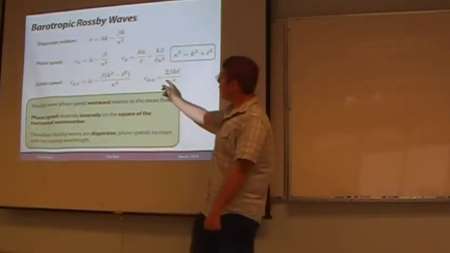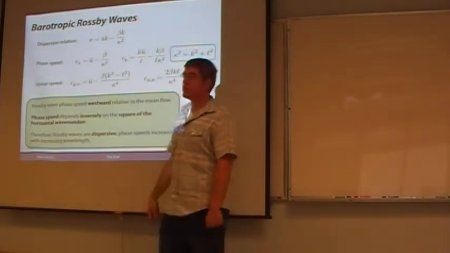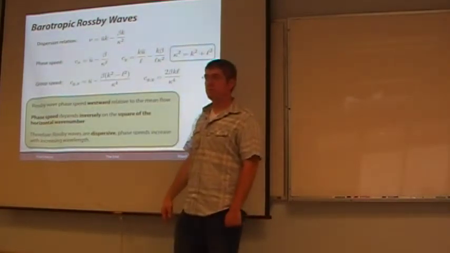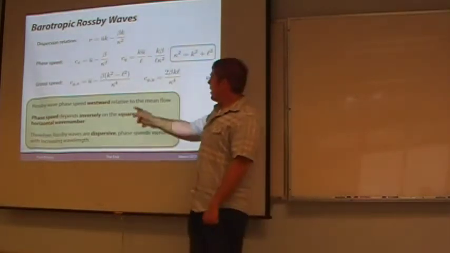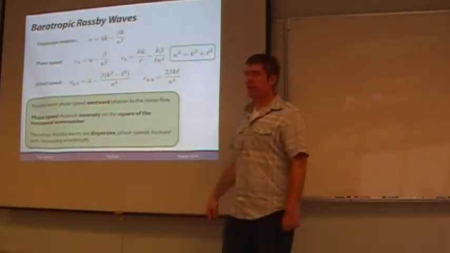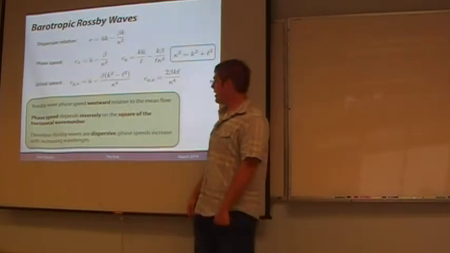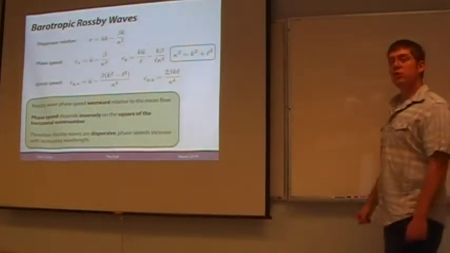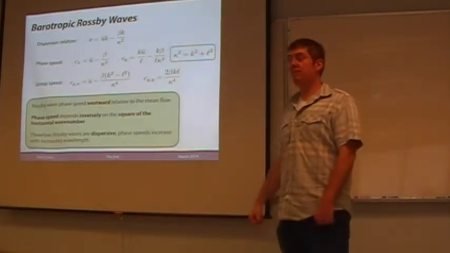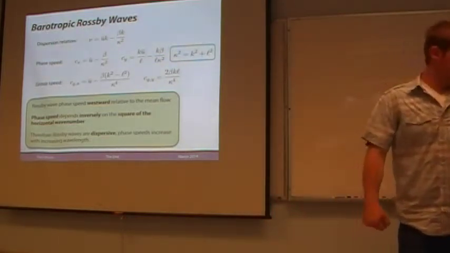And in particular, we learned that these waves always propagate westward relative to the mean flow, whereas energy propagation can be either westward or eastward depending on the signs of k and l. These waves are also dispersive, meaning that the phase speed is a function of the wave number.